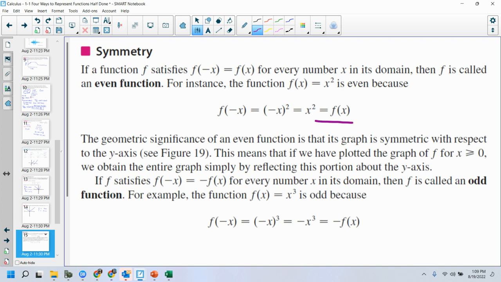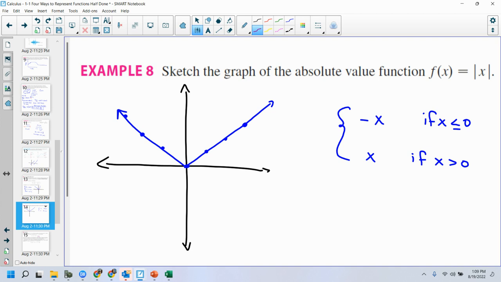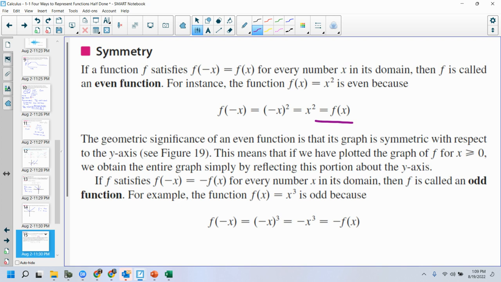Even symmetries are very clear to see on a graph because they're just a reflection over the y-axis. Think about the basic parabola, the parent parabola, that's just reflected over the y-axis. Is the absolute value even symmetry? Yes, because it's a reflection over the y-axis. Also because if I plug in f of negative x, it's the same as f of x, right?